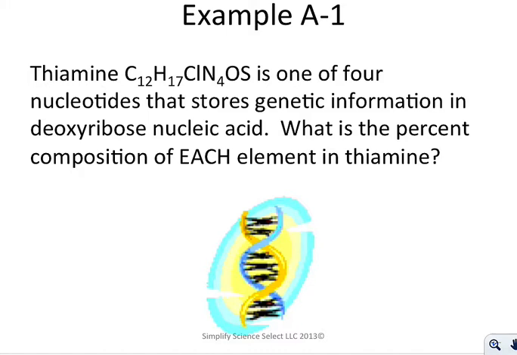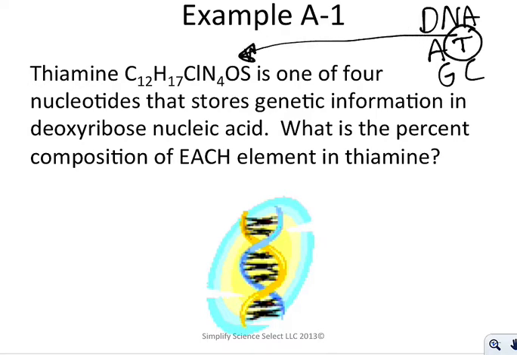So you knew it as DNA last year, and you said that there was A, T, G, and C. And that's true. This is the T, and the T is represented by this formula right here. A lot of people think, oh, it's T, it's just one atom. It's not. It's a combination of them. It's very complicated. So it says, what is the percent composition of each element in thiamine?